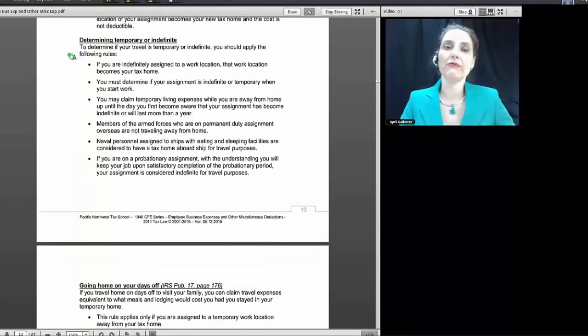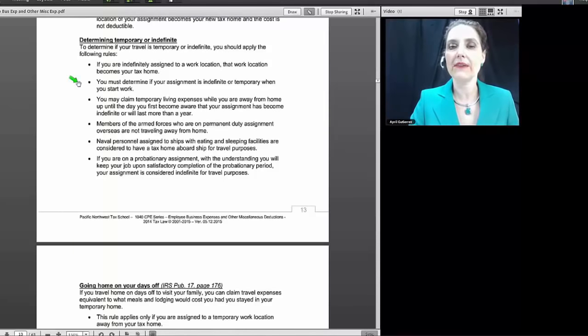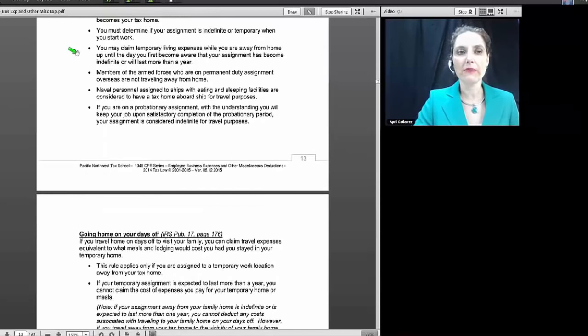So, determining temporary or indefinite. To determine if your travel is temporary or indefinite, you should apply the following rules. If you are indefinitely assigned to a work location, that work location becomes your tax home. You must determine if your assignment is indefinite or temporary when you start your job. You may claim temporary living expenses while you are away from home up until the date you first become aware that the assignment has become indefinite or will last more than a year.